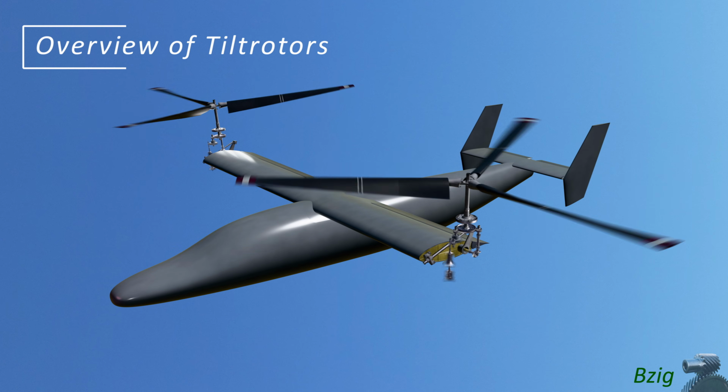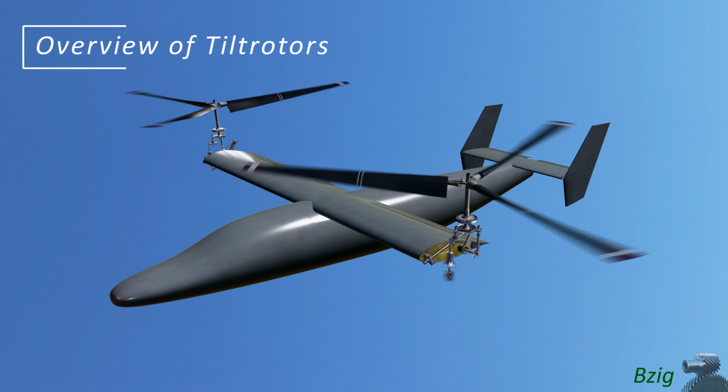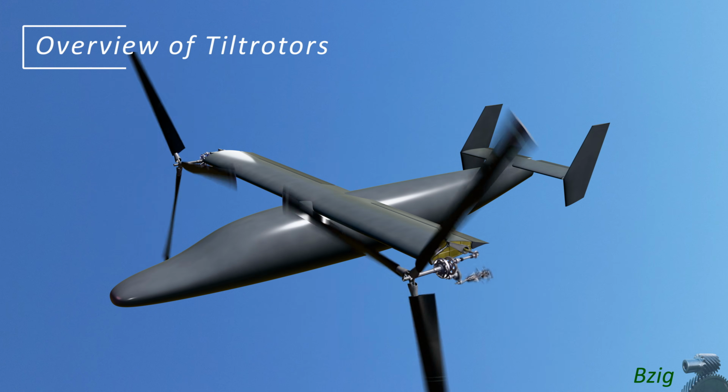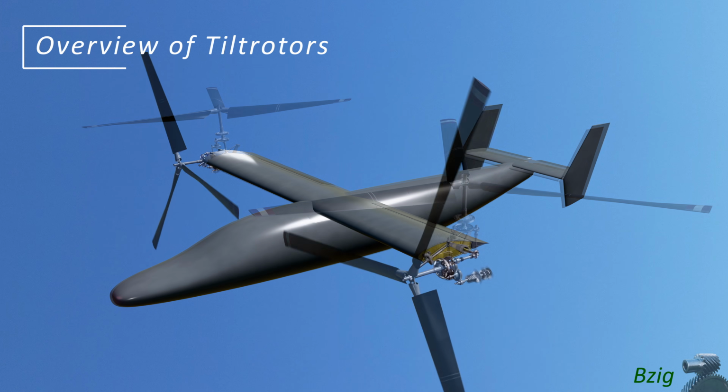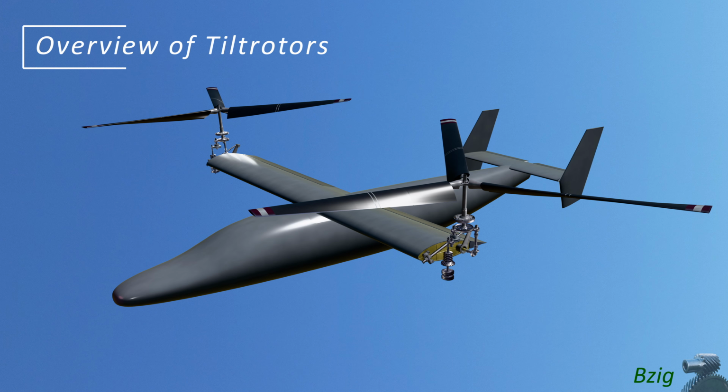A tilt rotor is a type of thrust vectoring aircraft that can hover for takeoff and landing, and then fly fast at speeds nearing 300 knots. A tilt rotor hovers by pointing the thrust vector upward. This is called thrust-borne flight, where the downwash created by the rotors generates the thrust needed to hover.